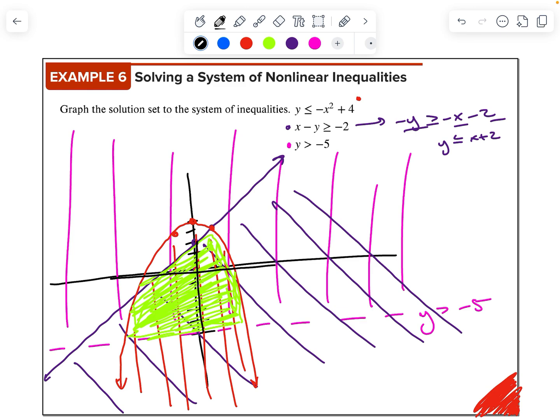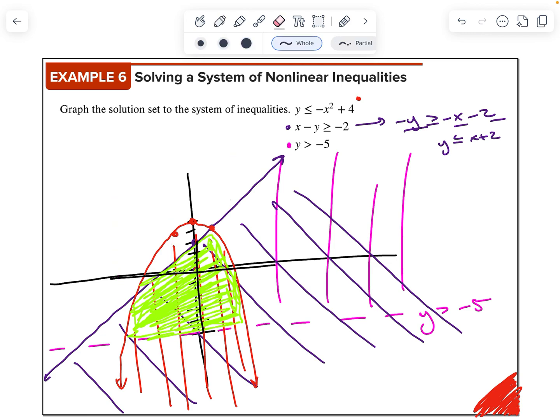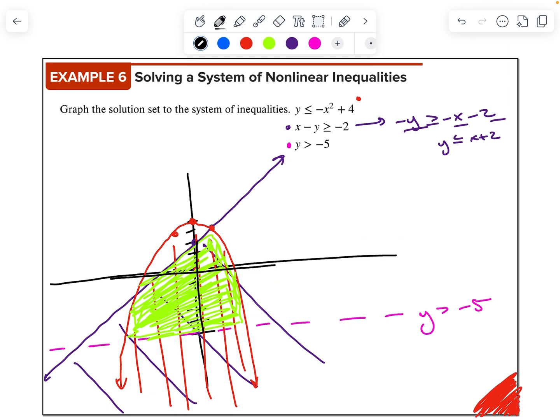Wow, what a good looking graph. We did a great job there. I hope you guys are happy with what you've done here. And I appreciate you guys being on this college algebra journey with me.